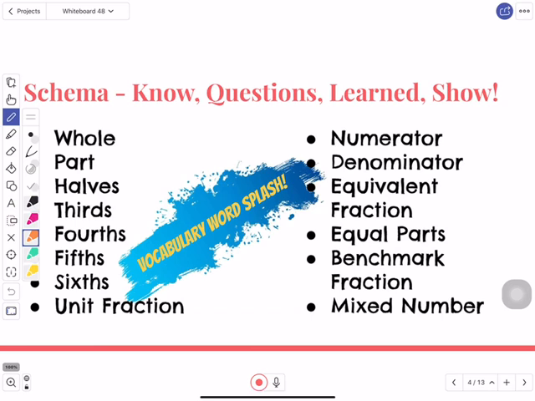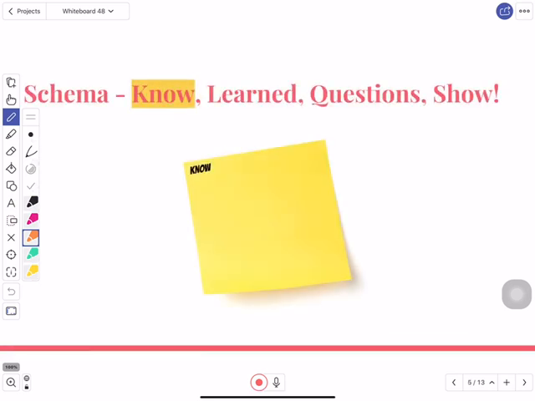Once you have completed writing down all of the things you already know about fractions, pause the video and go stick your Post-it note on the "know" poster. Okay, moving on. Oh, sorry, this is just a repeat, but write all the things you know already about fractions on this Post-it note and then go and stick it up on the poster.